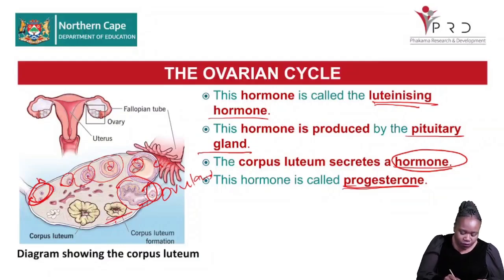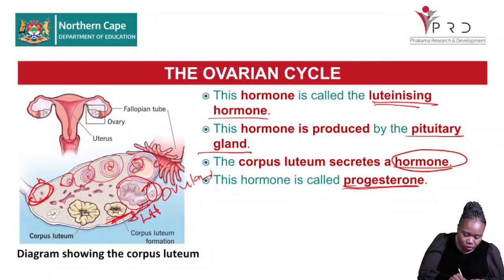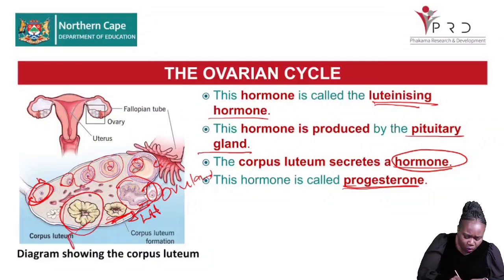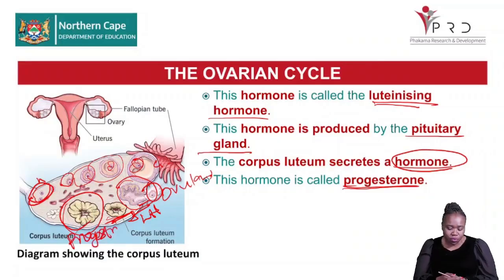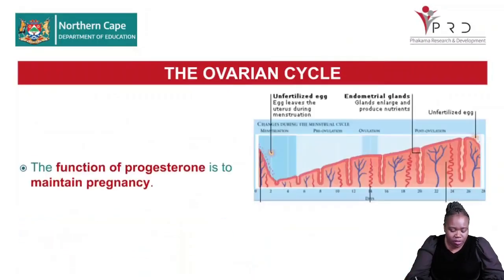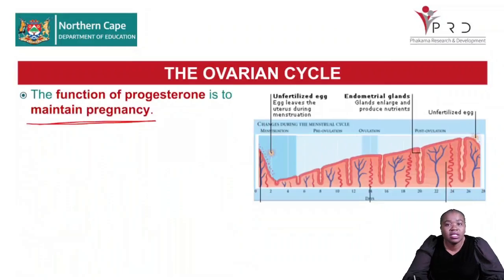What causes the Graafian follicle to become a corpus luteum is the luteinizing hormone, which is also called LH, right? And then the corpus luteum is not just any useless part that we find here. It's going to release a hormone. Which hormone is this? It's going to release progesterone. Now, we're going to look at why we need this progesterone. Progesterone is responsible for maintaining pregnancy.